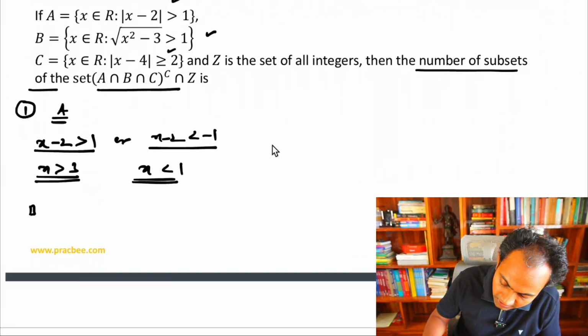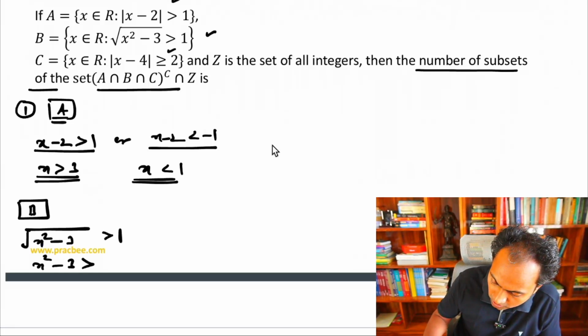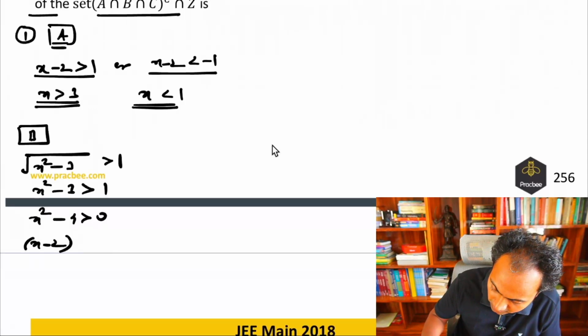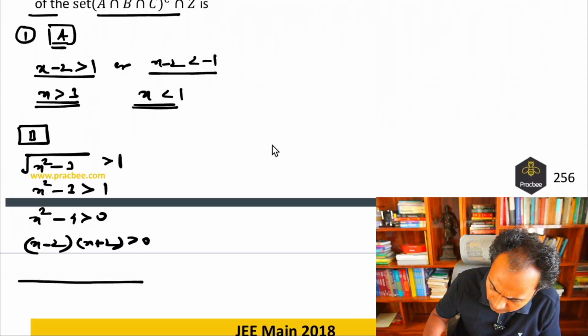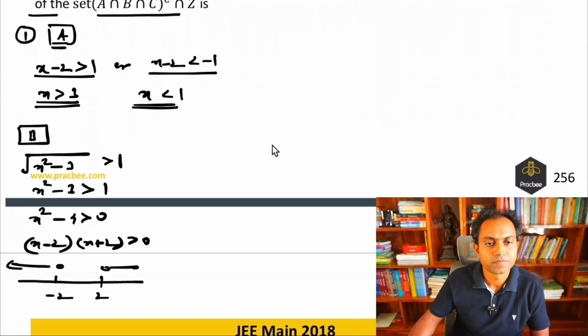In the B part, what they are saying is root of x square minus 3 is greater than 1. We can square things up because both the things are positive. So x square minus 4 is greater than 0. We can factorize this into x minus 2 into x plus 2 greater than 0, and you can see that through the wavy curve method the answer will either be greater than 2 or smaller than minus 2.